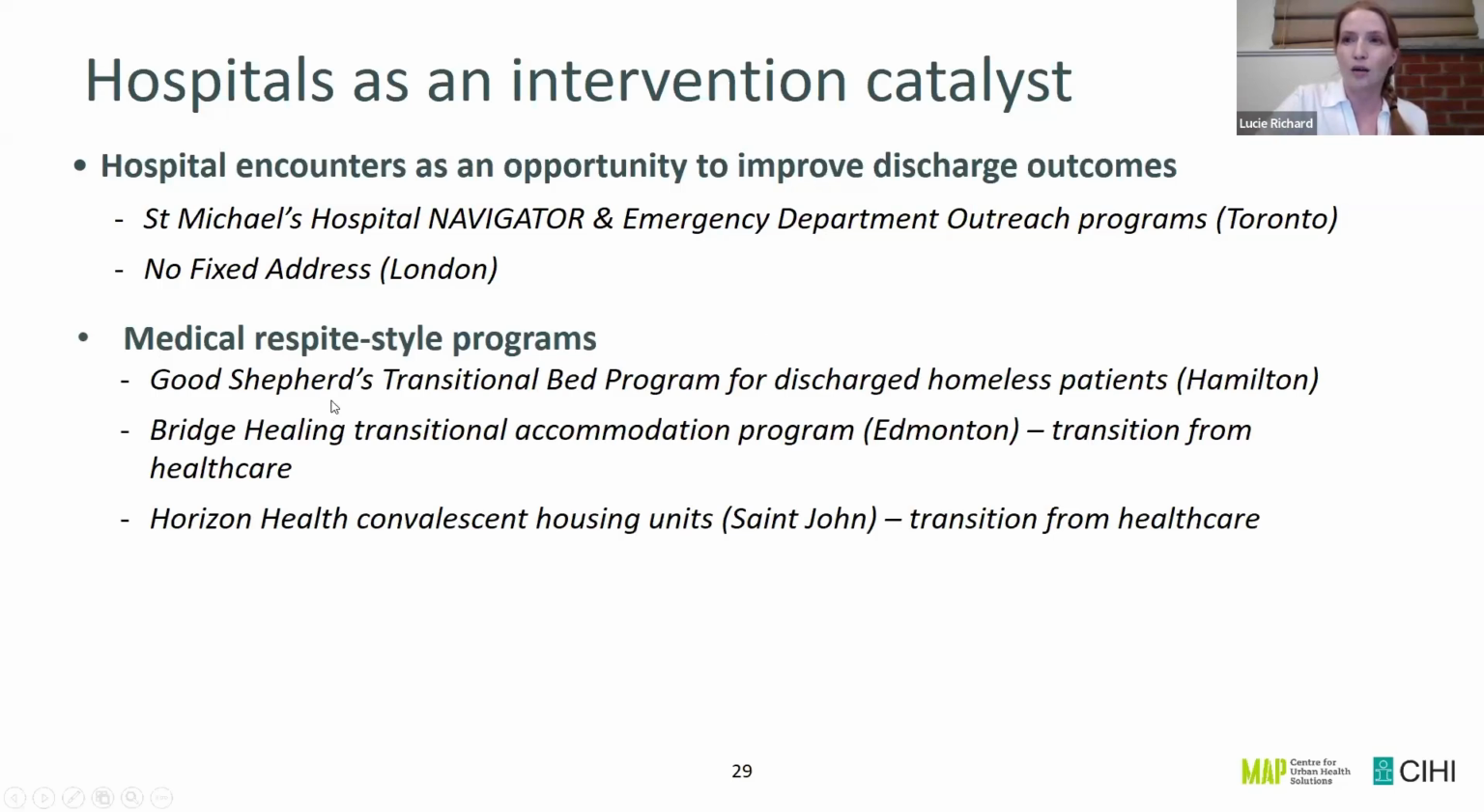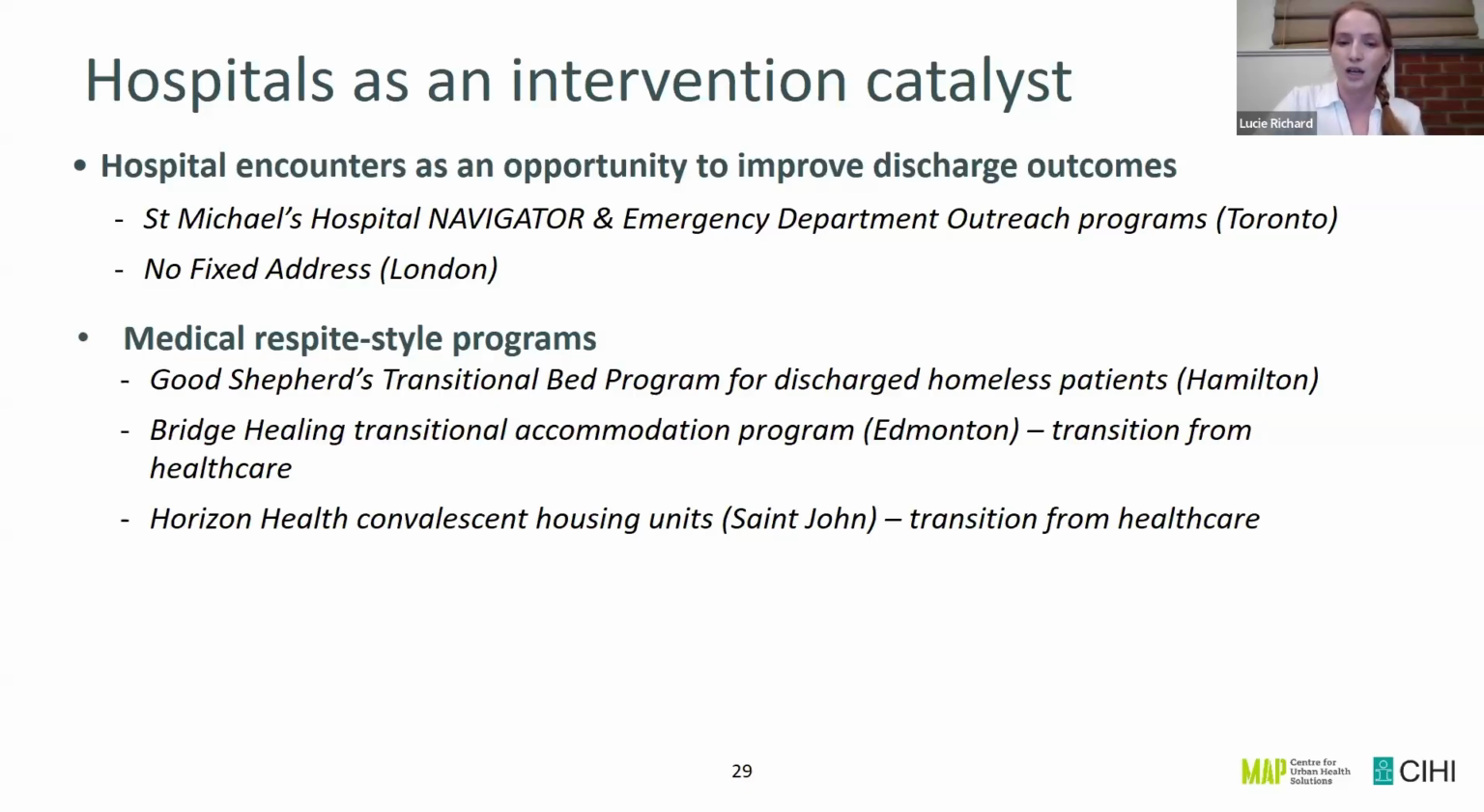The second group are medical respite style programs, which are desperately needed since typical discharge and follow-up care planning doesn't work very well when the patient is homeless. A lot of things are assumed about follow-up care that just don't apply. And for that reason, it's a fairly significant number of people who are homeless, who are discharged, end up readmitted within a few months, often with deterioration of their condition or complications. Anyway, I've listed a few examples of these types of programs here, but the list is certainly not exhaustive and it's continuously growing.